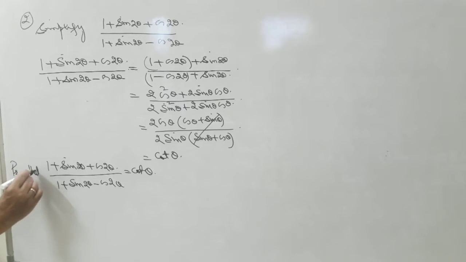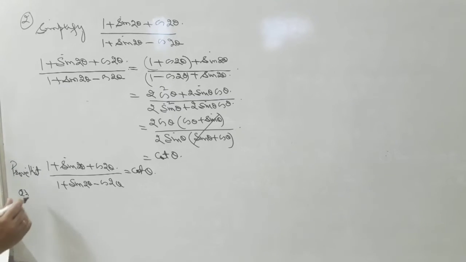Firstly, I have written simplify. The other way is that which is the trend of this portion itself, 1 plus sine 2 theta plus cos 2 theta is equal to this. Now take up the third case, question 3.